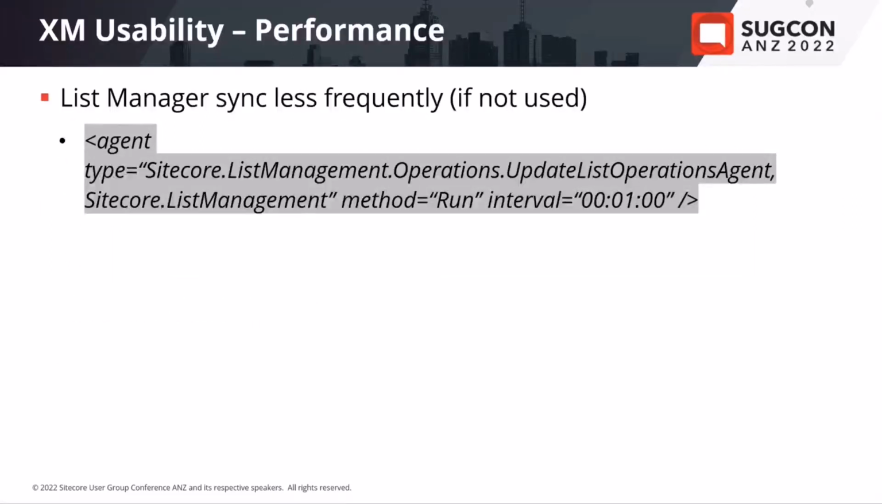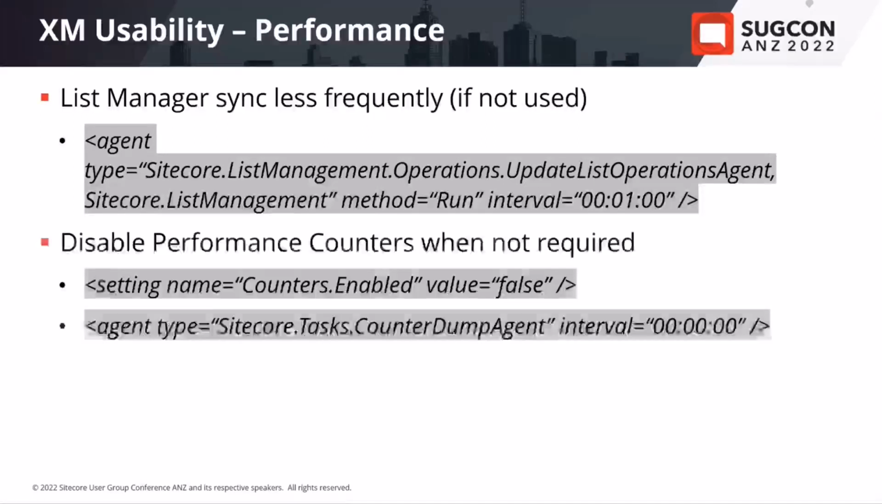There is one around the list manager. The list manager runs a very frequent agent in the scheduler to update the list operations agent. Now, if you're using list manager, you might require this to be a bit more frequent, but if not, what you end up with is a lot of log entries to do with the list manager. If it's not being used, they almost seem a bit pointless. So you can increase this interval to be a bit higher, and you get fewer log entries.